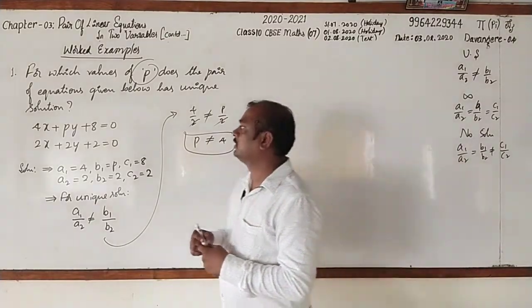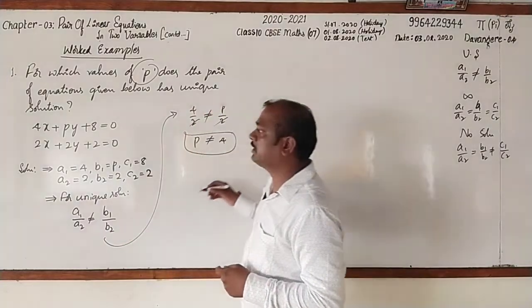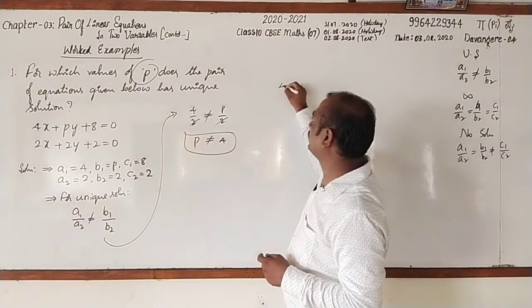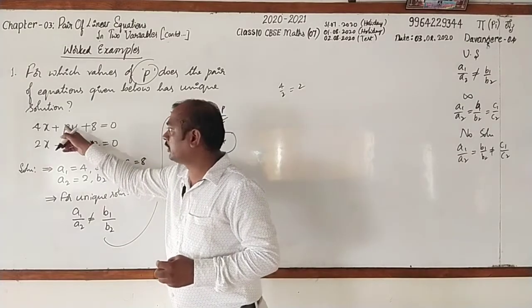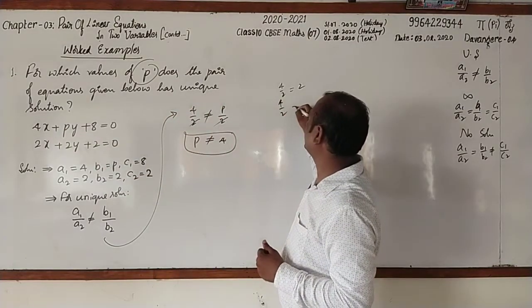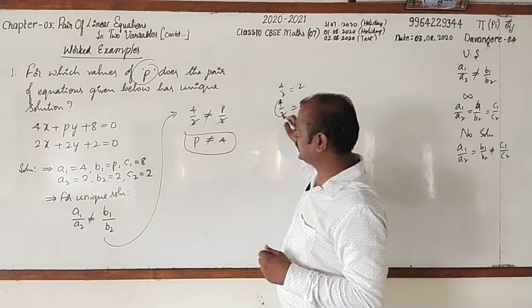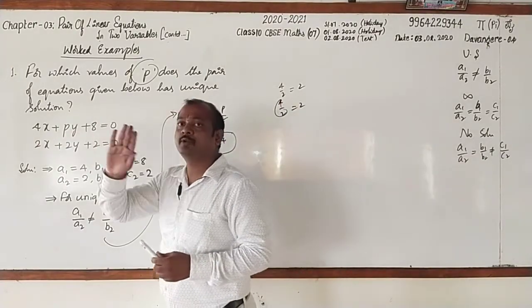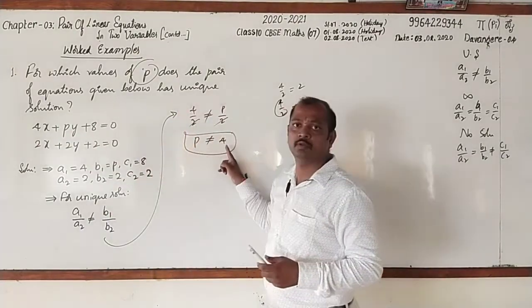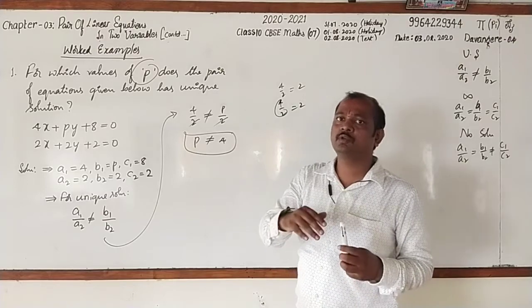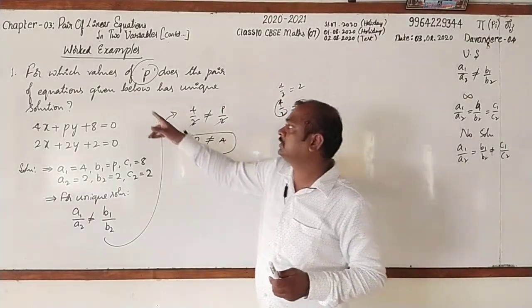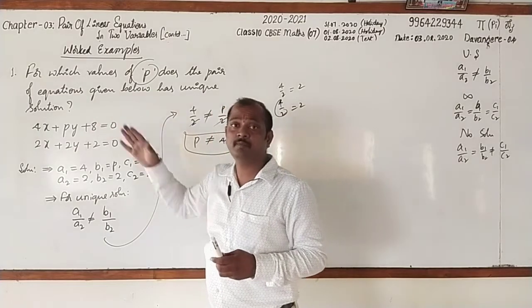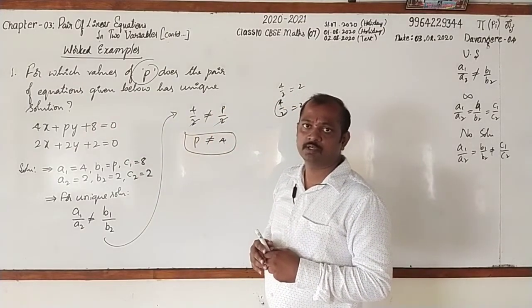I'll show you that. See that? What is a1 by a2? 4 by 2. 4 by 2 is 2. If p is 4, see, 4 by 2, again it is 2. That is why p should not be 4. If p is not equal to 4 or p may be any other values except 4, the given equations will be having unique solution. Clear up?